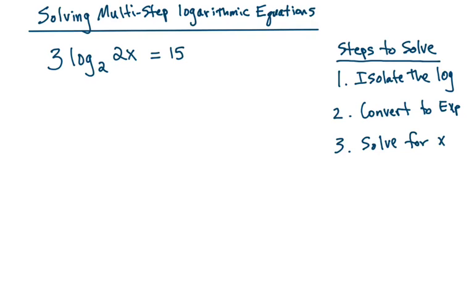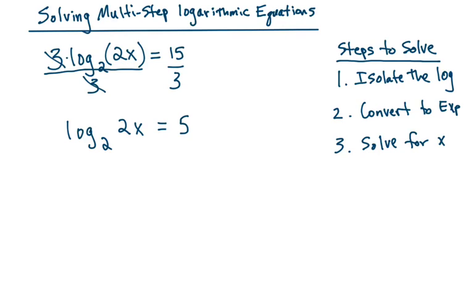So on this first one, we have 3 log base 2 of 2x equals 15. Now the 2x is inside this logarithm. And so we're just trying to get the log base 2 of 2x by itself. So the only thing that's not inside the log is that 3. So I'm going to get rid of the 3 first. I'm going to isolate that log. So we're going to divide both sides by 3 to get the log all by itself. So these 3's cancel. I get log base 2 of 2x equals 15 divided by 3 is 5.